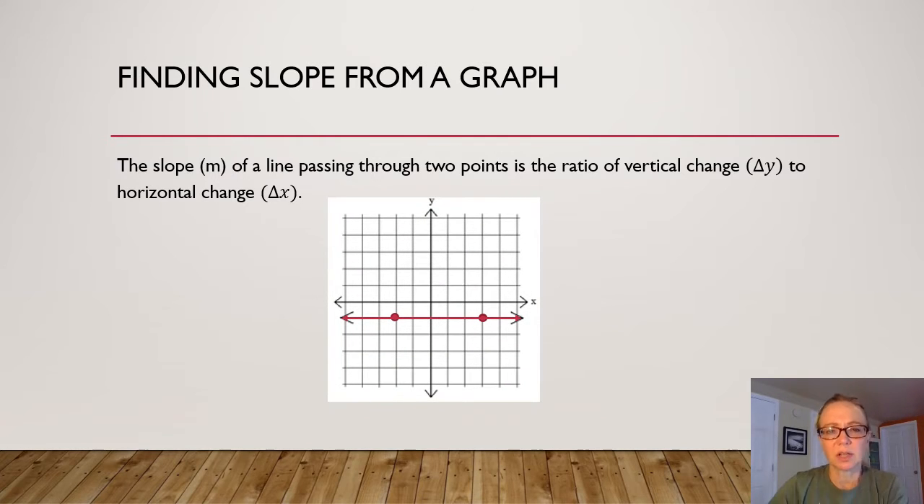If we find the slope of this horizontal line, notice that to get from point 1 on the left to point 2 on the right, I don't have to change vertically at all because they're on the same level. So I would say that my vertical change is 0. Now my horizontal change is 1, 2, 3, 4, 5, and 0 divided by 5 is 0. And that's the slope of a horizontal line.